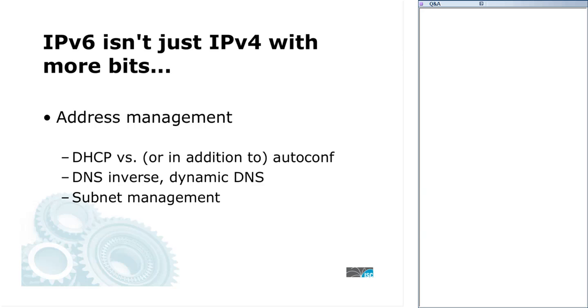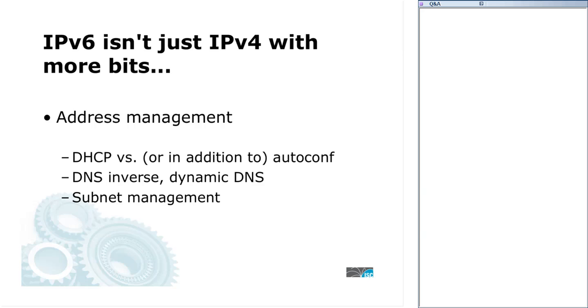But there are some different characteristics around managing v6 addresses. For instance, familiar old DHCP still works. There is a DHCP v6. ISC has written an implementation and supports it, and there are others out there. But there are also some features of v6 specific to address management, some auto-configuration features that you may want to become familiar with and may want to employ alongside or instead of DHCP.